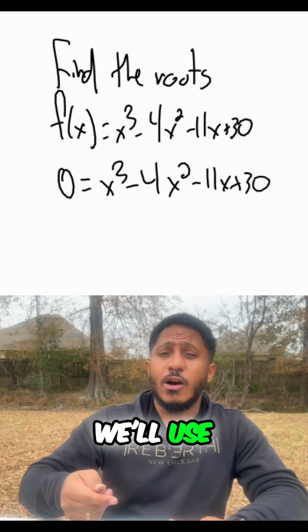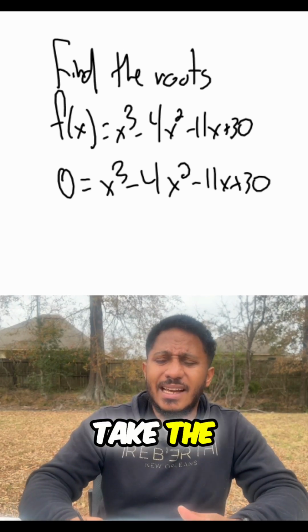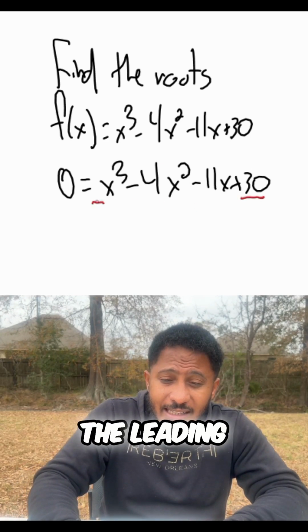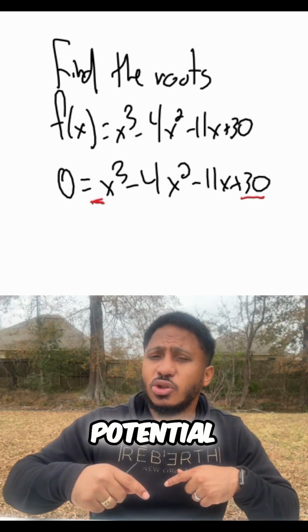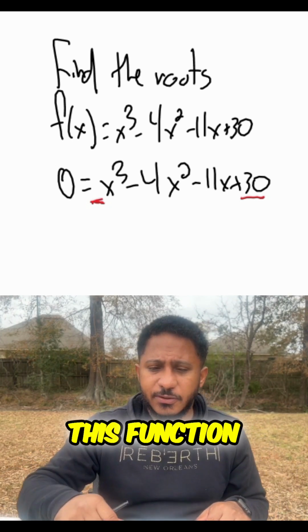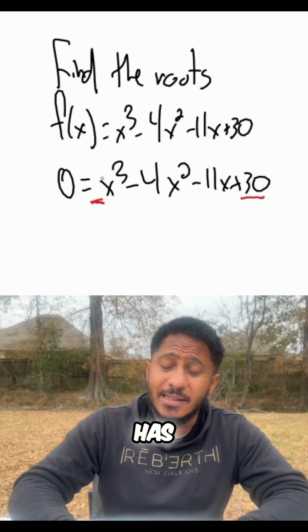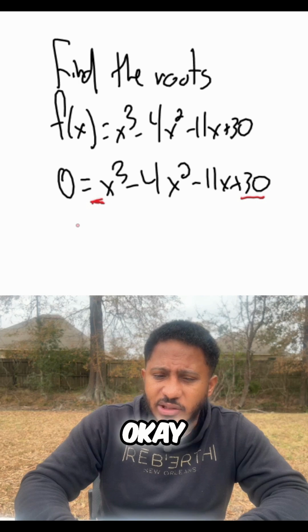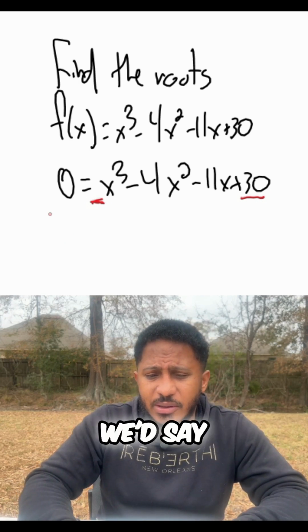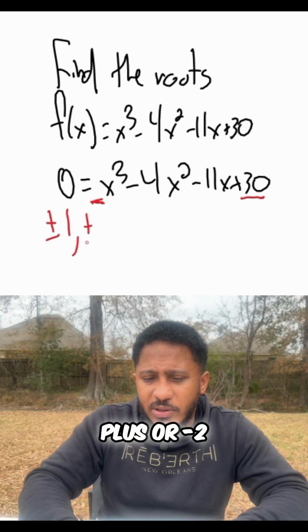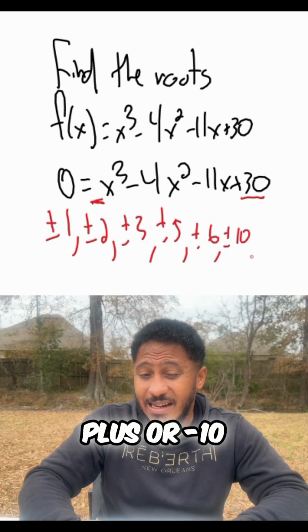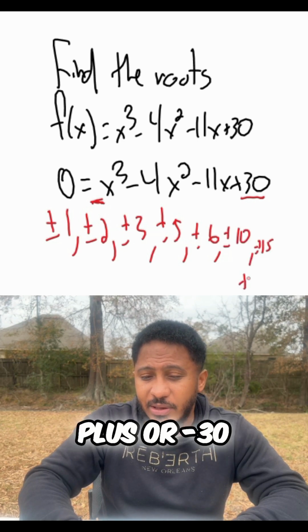So instead, we'll use our rational zeros theorem, which says if I take the factors of the constant term and divide them by the factors of the leading coefficient, then that would be the only potential rational zeros for this function. Now, since the leading coefficient is 1, we can just say that's just the factors of 30 here. So whole numbers that multiply to give me 30: plus or minus 1, plus or minus 2, plus or minus 3, plus or minus 5, plus or minus 6, plus or minus 10, plus or minus 15, and even plus or minus 30.